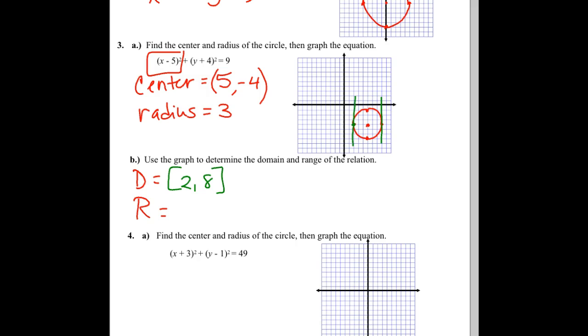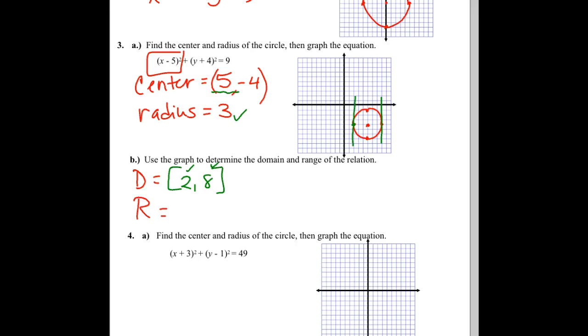Now, could we have figured that out without seeing a picture of it? Well, we said domain was x's, right? So let's start with our 5, the x coordinate of our center. And to draw the circle, we had to move left 3 and right 3 from there. So if we take 5 and subtract 3, we get our 2. And if we take 5 and add 3, we get our 8. So we could figure it out without actually seeing it if you didn't have a graph drawn.